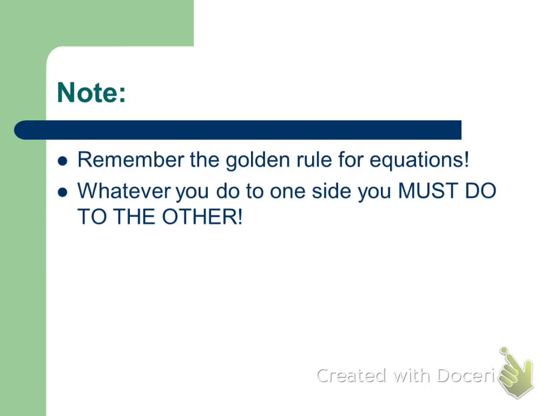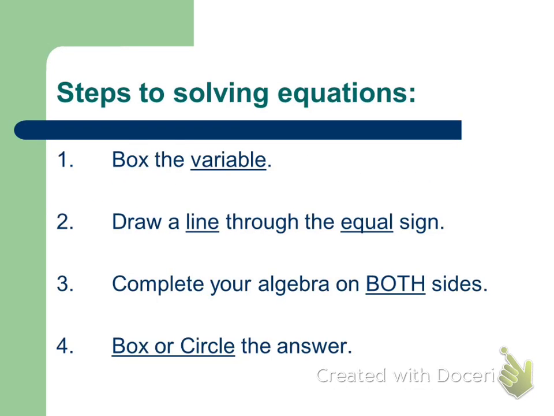Remember the golden rule for equations. Whatever you do to one side, you must do to the other. Our steps to solving equations. First, box the variable. So you need to know what it is that you're focusing on. So we're going to box in the variable. Our goal is to get it by itself. Draw a line through the equal sign. So that way you can tell what your two sides of your equation are. Complete your algebra on both sides of the equation. And finally, box or circle the answer so that I know where you stopped.